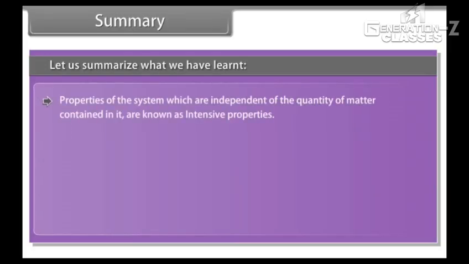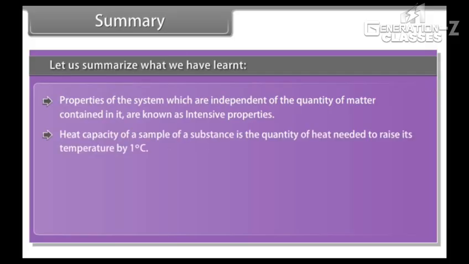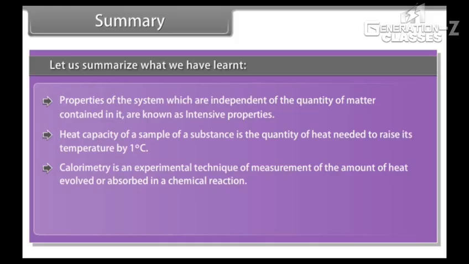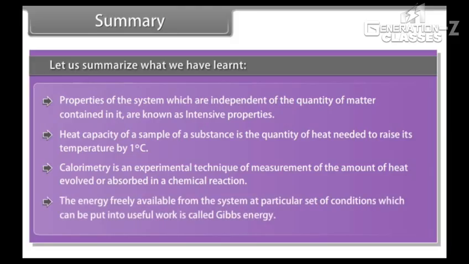Properties of the system which are independent of the quantity of matter contained in it are known as intensive properties. Heat capacity of a sample of a substance is the quantity of heat needed to raise its temperature by 1 degree Celsius. Calorimetry is an experimental technique for measurement of the amount of heat evolved and absorbed in a chemical reaction. The energy freely available from the system at a particular set of conditions which can be put into useful work is called Gibbs energy.